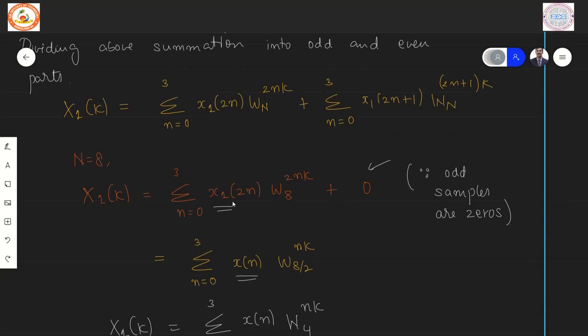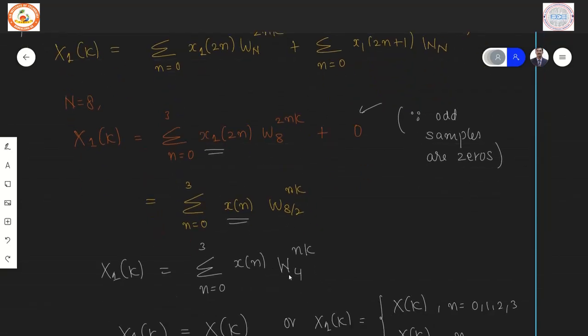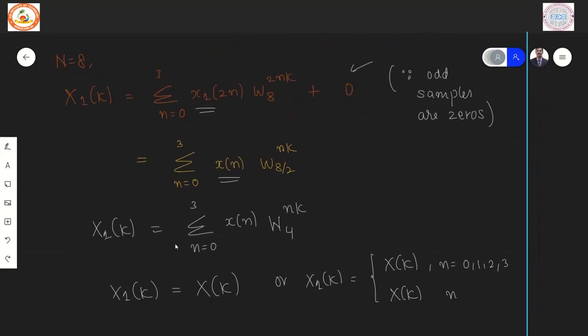Now we know x1 of 2n is identical to x of n. And this Twiddle factor W8 can be reduced by dividing the numerator and denominator by 2. Therefore, we end up with W4 to the power of nk. Now this very much resembles the DFT of the 4-point sequence. So x1 of k should be same as x of k.